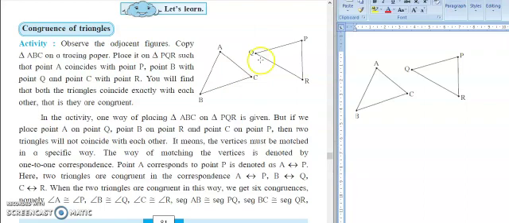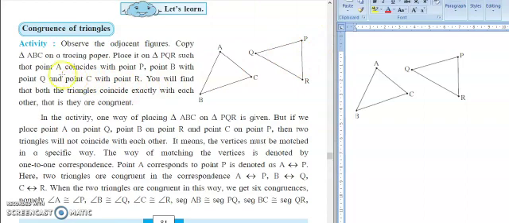Now move that tracing paper to this triangle PQR. Put that tracing paper on this triangle PQR. The triangle ABC should be placed on this triangle PQR such that point A is kept on point P. Okay, point A should be kept on this point P. Means you have to turn this triangle ABC to triangle PQR.